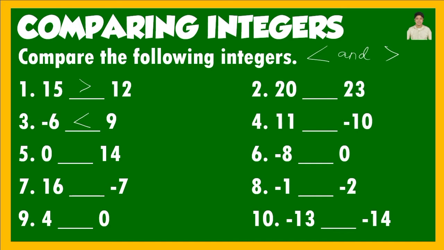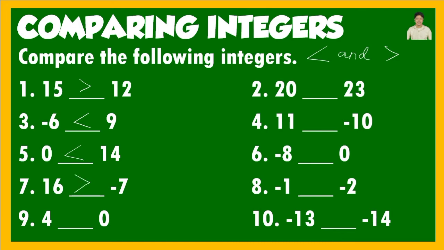14 is a positive integer. So, nasa right side po siya ng 0. Therefore, 0 is less than. Mas mababa po yung value ng 0. 16 blank negative 7. So, positive yung 16, negative yung 7. Siyempre, mas mataas ang value ng positive integer.